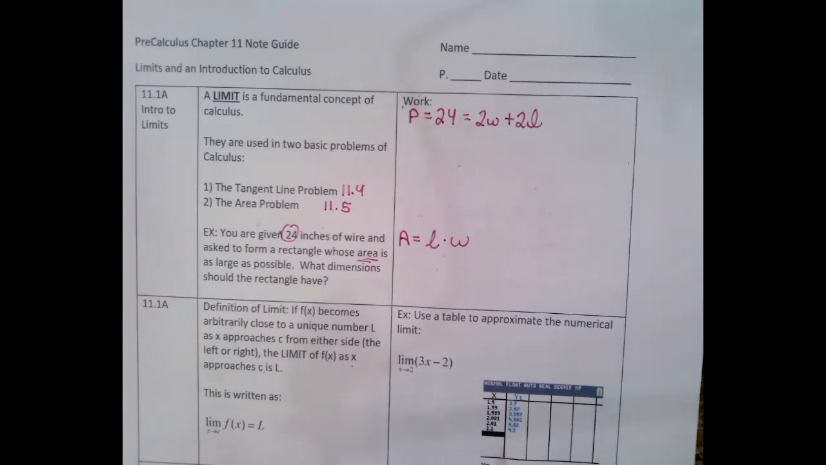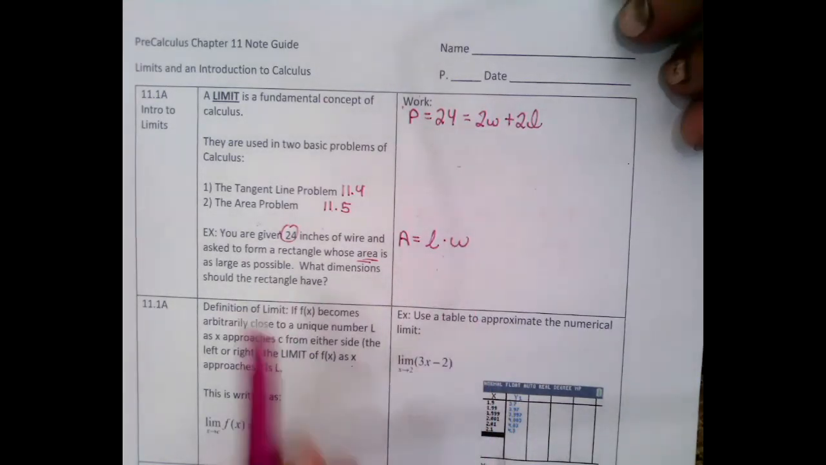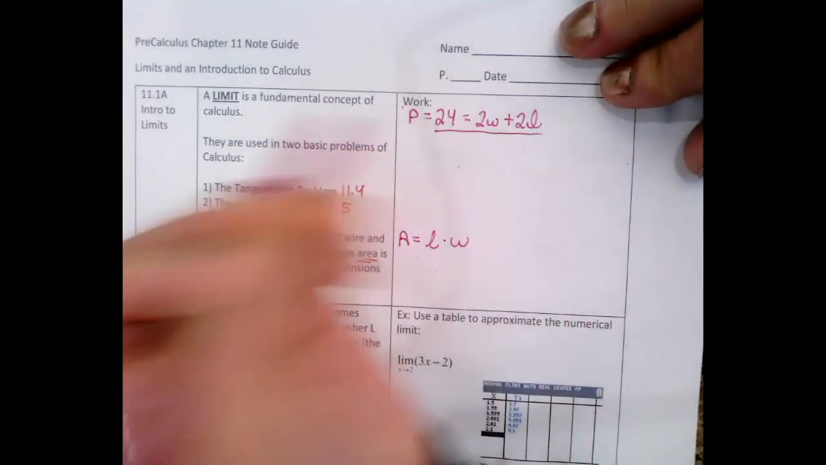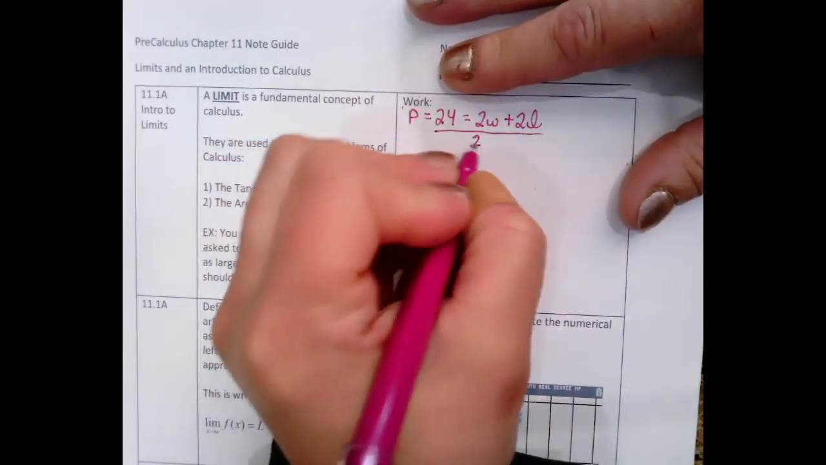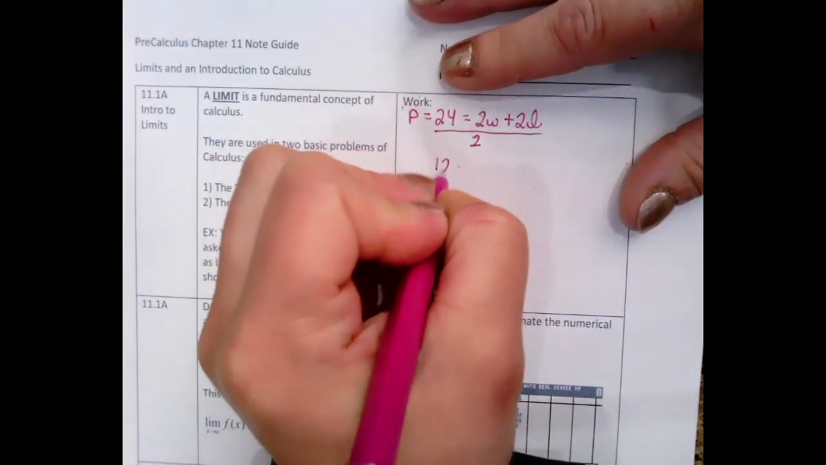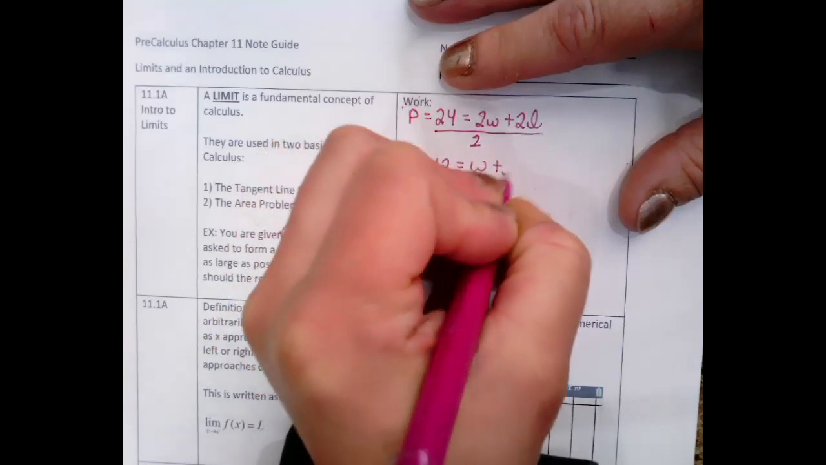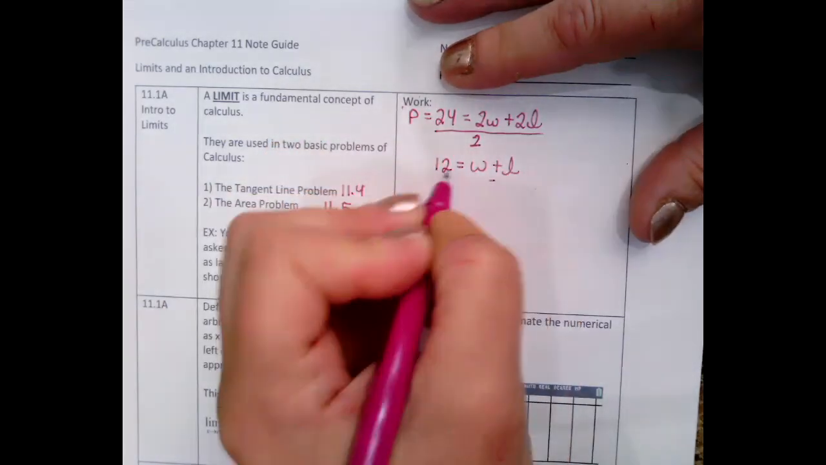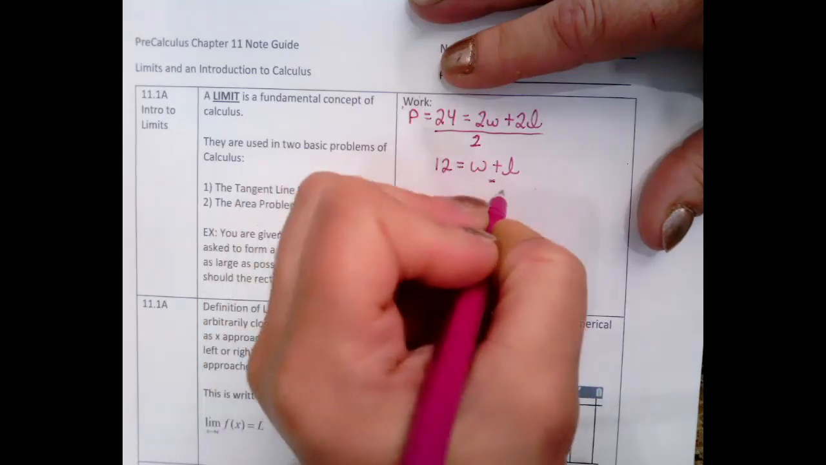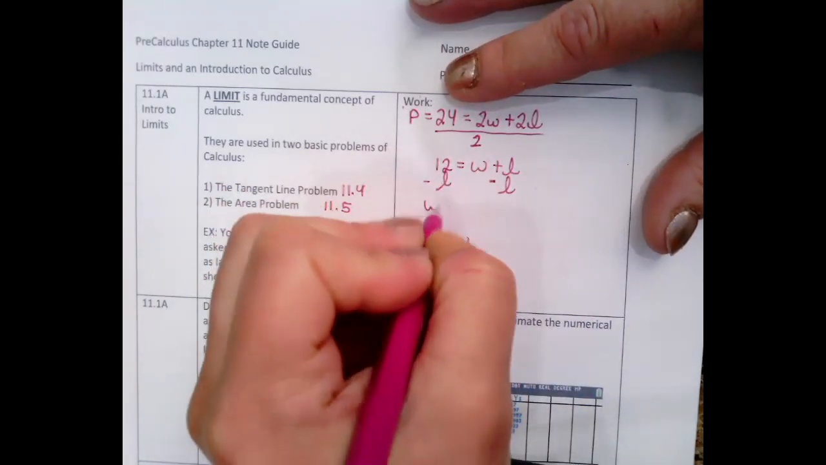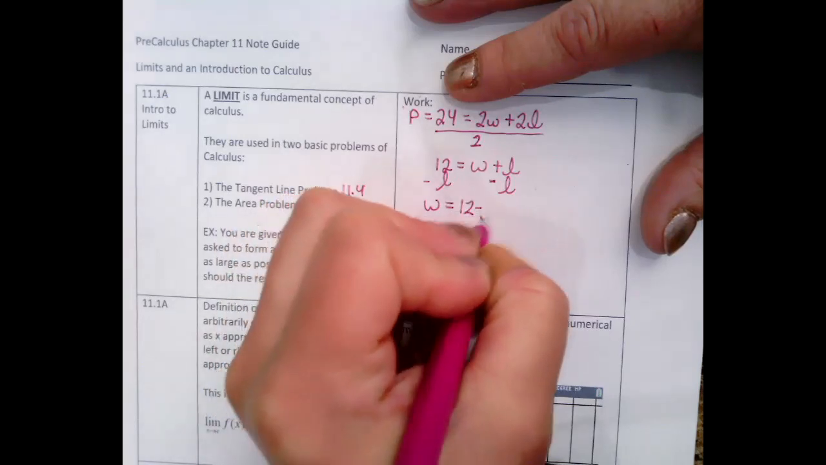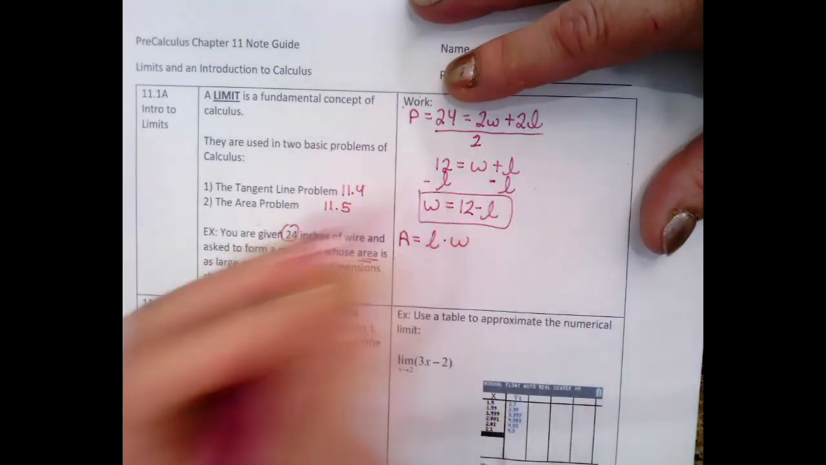Okay, well, we can't solve things when we have two different variables. So we're going to get this area in terms of one variable. Here all I'm going to do is solve for either W or L. So first I'm going to divide everything by 2, and I get 12 equals W plus L. And then we will solve for W, which means we will get W equals 12 minus L. Okay, so that's my formula there.